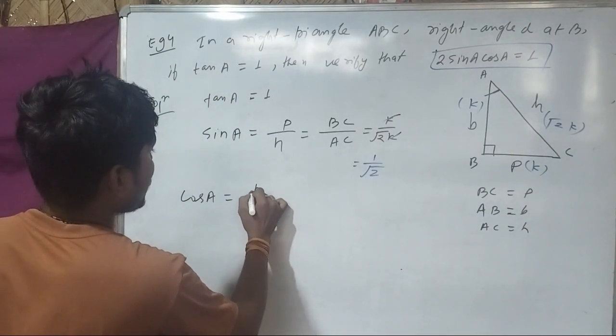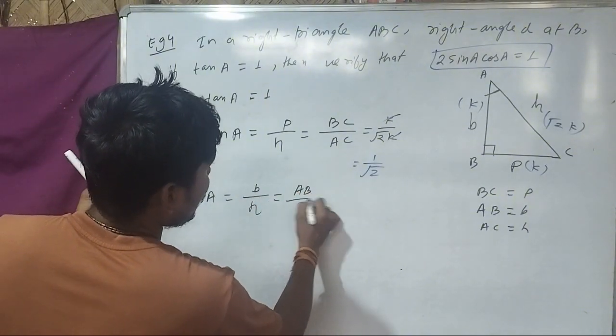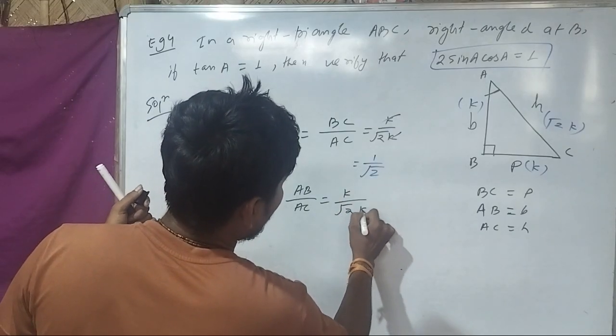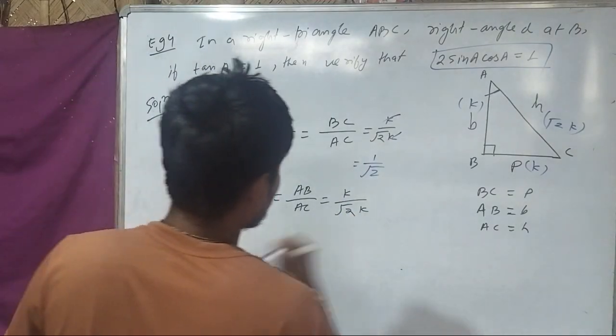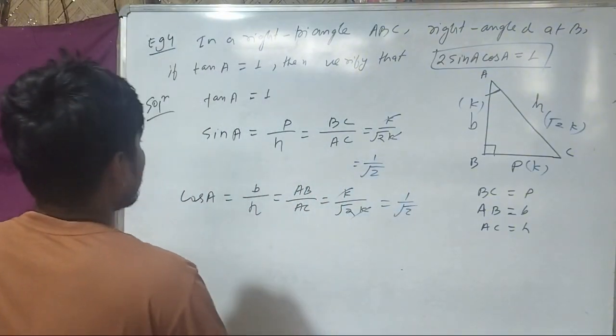Now cos A. Cos A is base by hypotenuse, AB by AC. AB is K, AC is root 2K. Here also K cancels. We will get only 1 by root 2. Okay, now sin A and cos A we get.